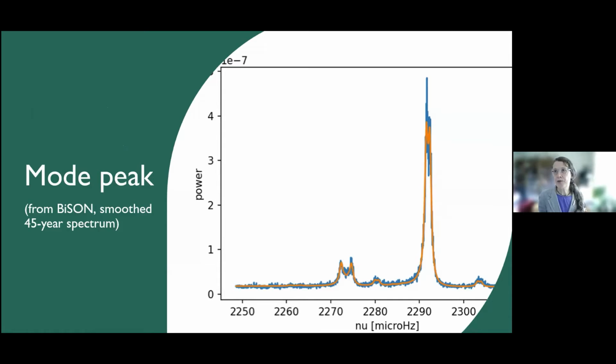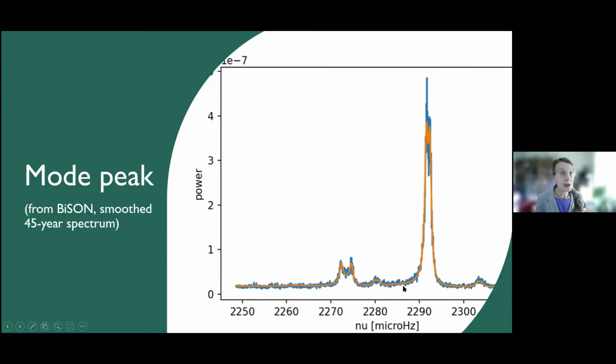Just to give you an idea of what we're talking about, this is a small segment from a BiSON spectrum. This is actually the whole 45 years of BiSON data, heavily smoothed and with the model fitted to it. So this is just one L equals 1, L equals 3 mode pair. And what you can see from that is that these peaks are not delta functions. There's more information in there than just a frequency. You can measure the width and the amplitude and the rotational splitting, which we're not going to talk about today.